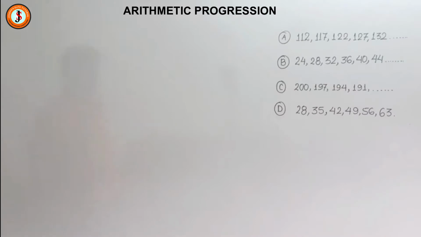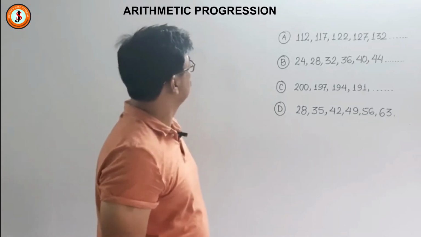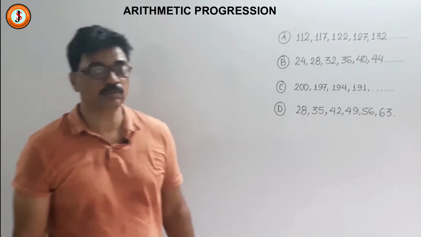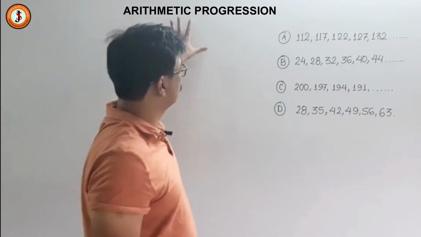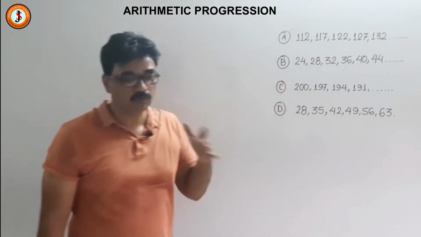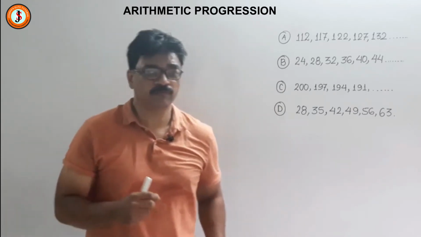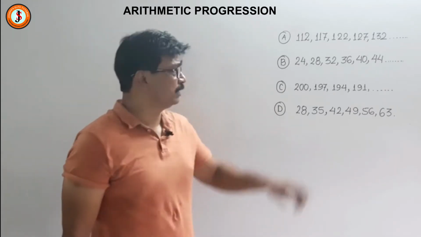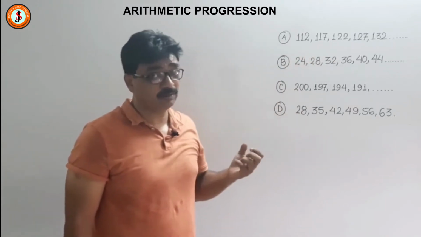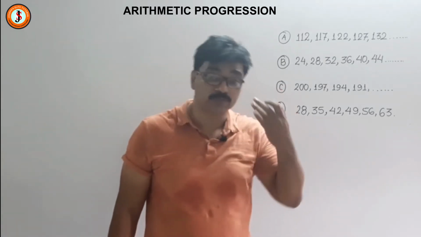Now here we are, children. We are learning about sequences and series, and in that we have come to arithmetic progression, which is obviously a topic of CBSE standard 10 mathematics. The most important fact of an arithmetic progression is that if you take any term and subtract the preceding term, there will always be a common difference. The common difference will be constant.